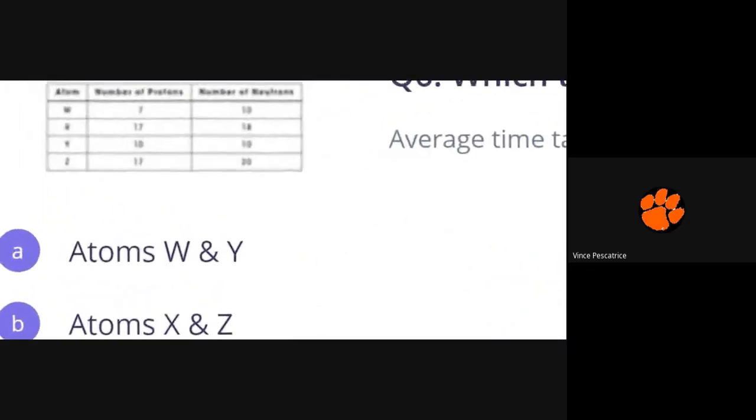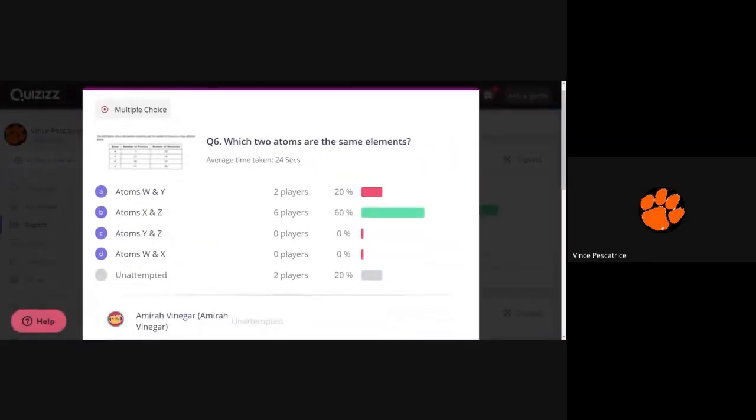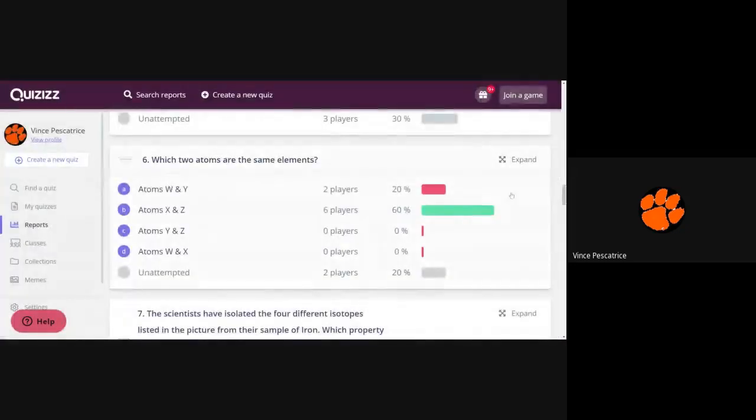Let me zoom in a lot. Which 2 atoms have the same number of protons? You have to look for ones with the same number of protons, and you can see that X and Z both have the same number of protons, so they're the same element. Atoms can have the same number of protons and different numbers of neutrons.